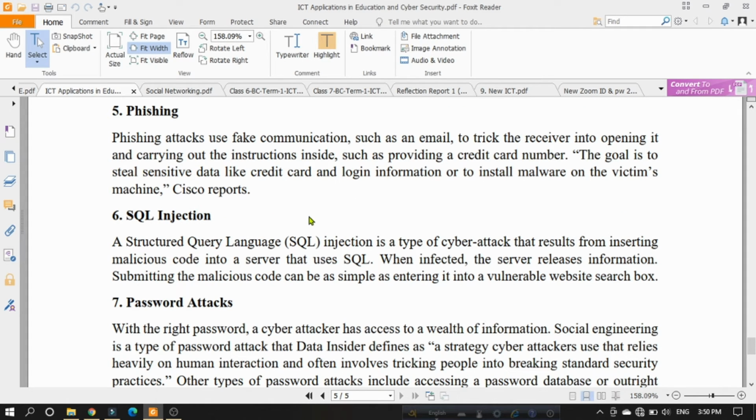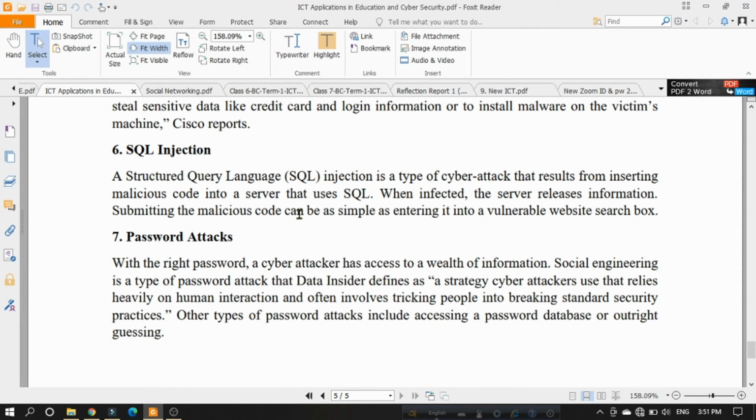Number 5, phishing. Phishing attacks use fake communication, such as an email, to trick the receiver into opening it and carrying out the instructions inside, such as providing a credit card number. What is the goal of this phishing attack? The goal is to steal sensitive data like credit card and login information, or to install malware on the victim's machine, that means the victim's computer system or any other smart system. It's reported by Cisco, the networking company.